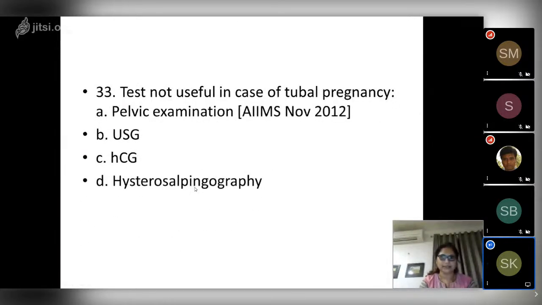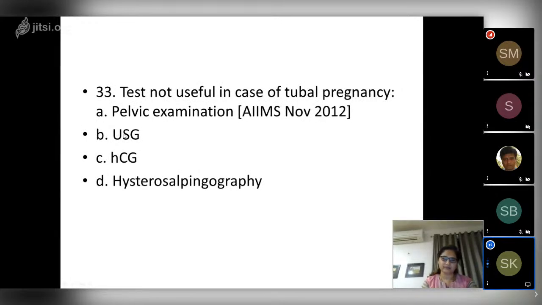Okay. Next one, test not useful in case of tubal pregnancy. Pelvic examination, ultrasonography, HCG, or hysterosalpingography. This is an easy one. Which test you do not do in tubal pregnancy? Pelvic examination. No, pelvic examination is the most important thing what you have to do.